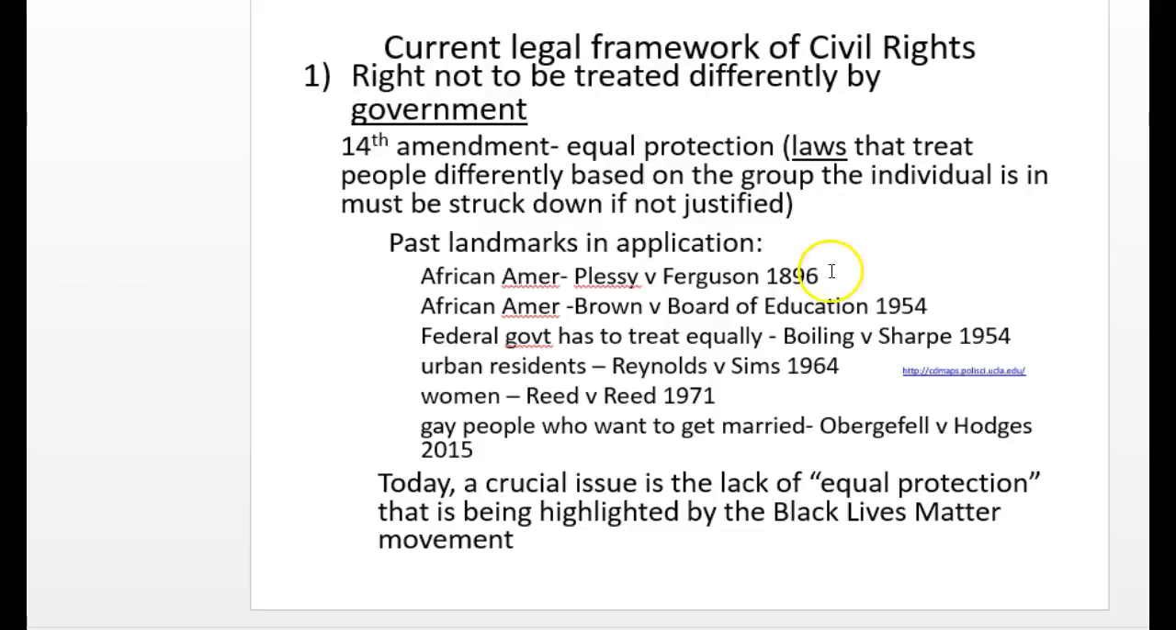So, of course, the first really important application of this amendment is in the case Plessy versus Ferguson in 1896, and that was the early case that suggested that segregated facilities were constitutional, so separation is constitutional as long as equal, so separate but equal, right?